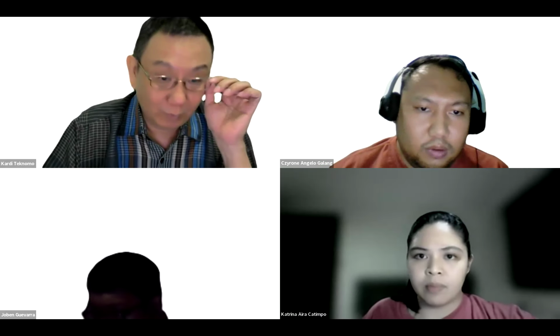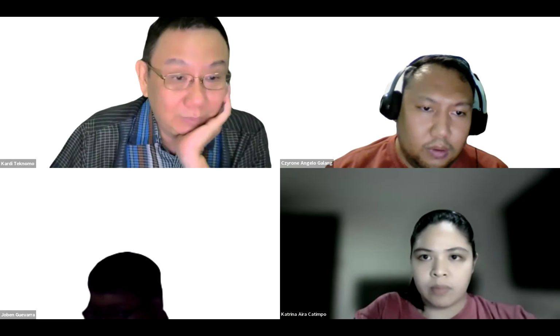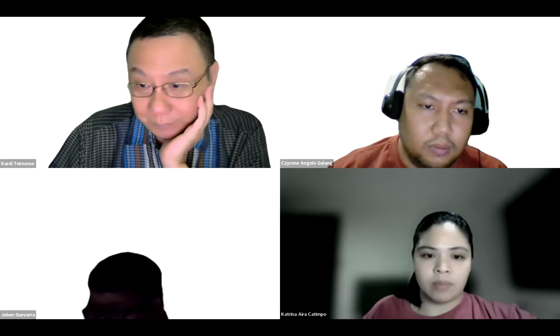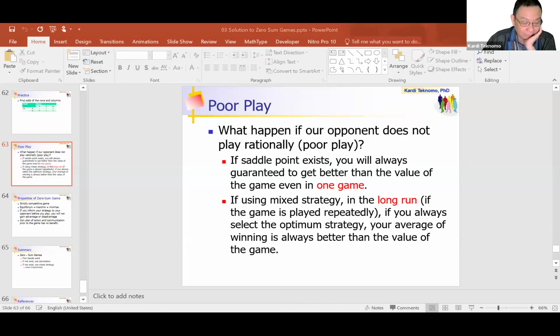So I can give you a kind of summary. What happens if your opponent, after you put the games, did not play the game rationally? This is called poor play. If the opponent did not play according to the rational choice, and the saddle point actually exists, you are always guaranteed to get better than the value of the game, even in one game.